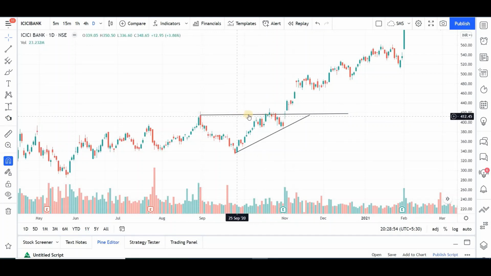So we know that there is a resistance here. There are suppliers here. Last time the stock had fallen. If you can see, it had fallen, but it is taking support. Now in this case, we're just trying to see how the structure is working for us.